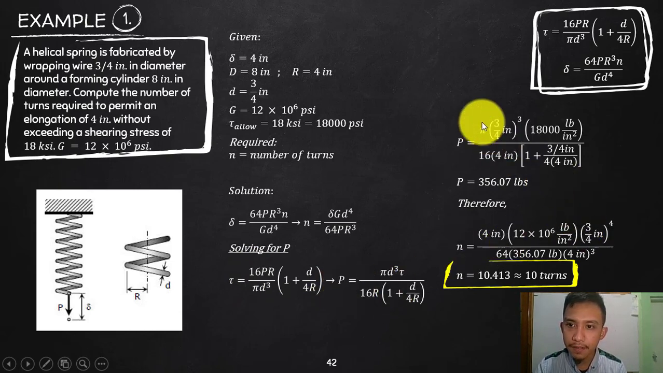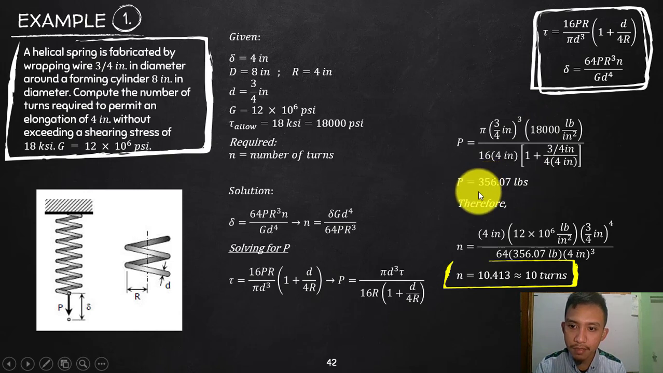So we substitute here: diameter is 3/4 inch, tau allowable is 18,000. That is the reason why I converted this, so that I will have a force in pounds. In case I did not convert this, I will end up with kips. So playing around and then calculating, you will have 357.07 pounds. That is the P for us not to exceed that 18 ksi, or 18,000 pounds per square inch.